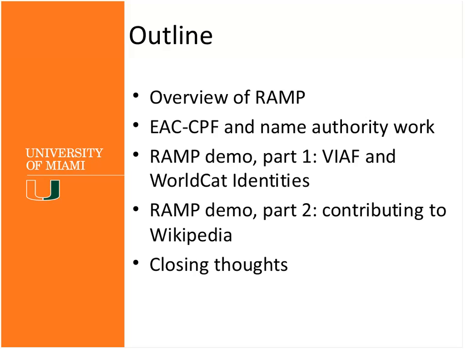So now we're transitioning into RAMP, which is the Remixing Archival Metadata Project Editor. This is an outline of what we'll cover in our portion of the presentation. So a brief overview of the tool, and then Allison is going to talk a little bit about her experience using it and about name authority work with EAC-CPF. And then we'll launch into the demo, which she'll take most of the first part, talking about VIAF and WorldCat Identities interactions through the tool, and then I'll talk about using RAMP to contribute to Wikipedia, and then come back for some closing thoughts.